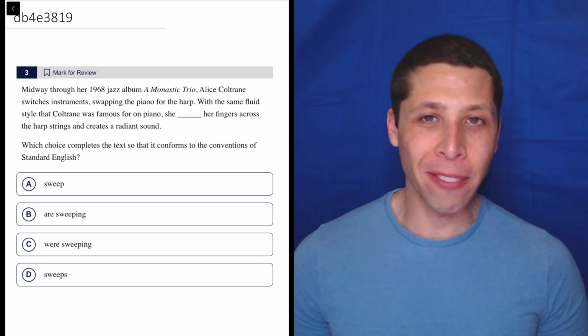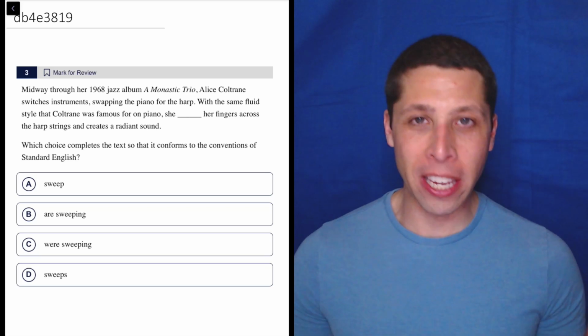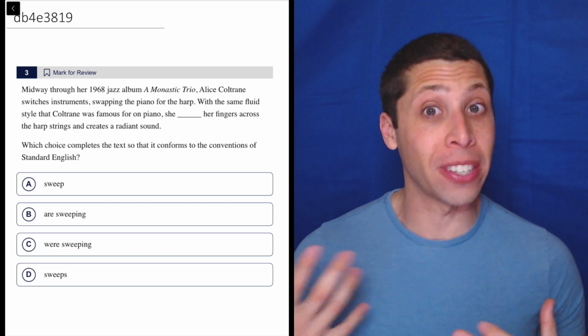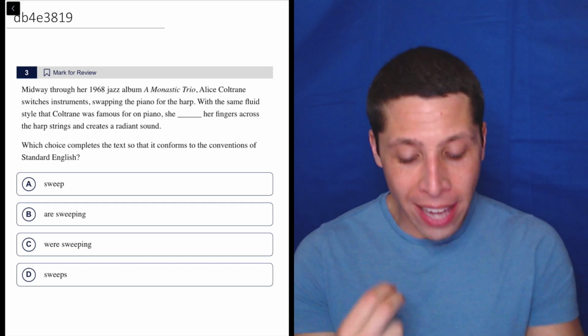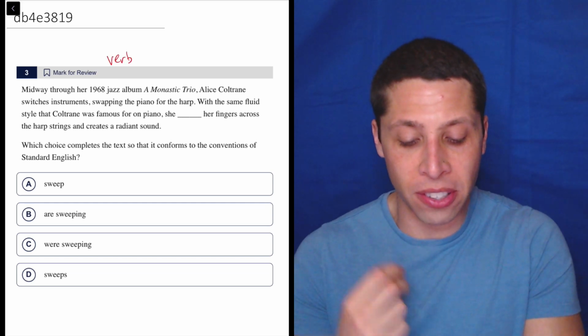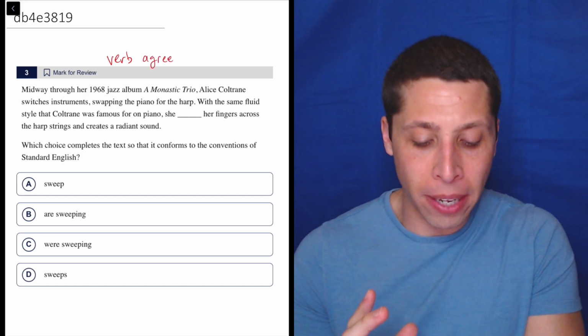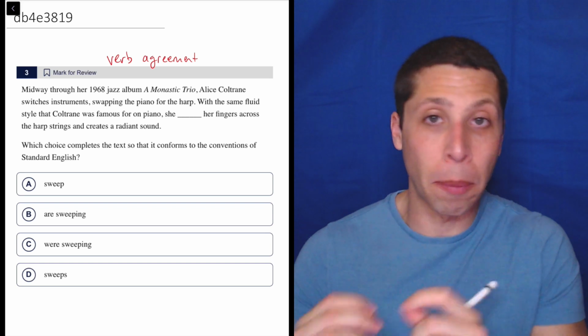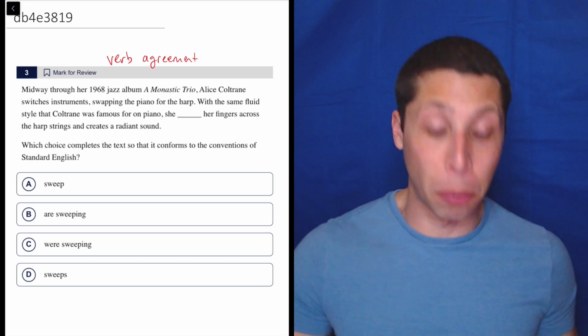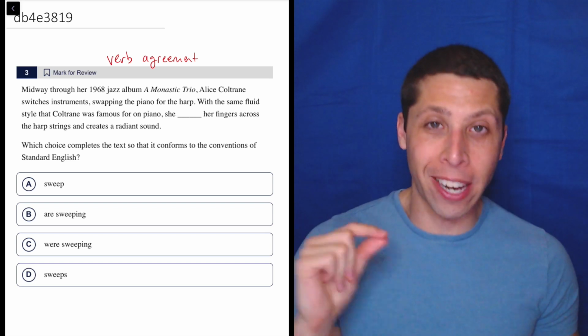Once again, it is very obvious to me what this question is testing. If we look at the answer choices, we can see that there are different verbs and different tenses, but more than that, it's about singulars and plurals. This is not just verb tense like past, present, future. This is verb agreement. Do we need a singular or a plural verb because of the singular or plural subject? You have to be able to recognize when this rule is being tested.